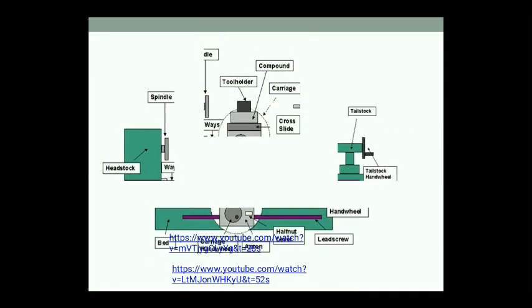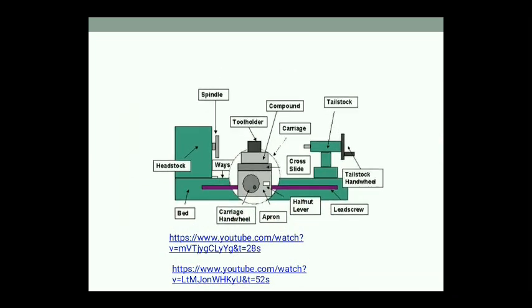So these are the different parts which we have discussed here. I have given two links here. Please go through those links, where you will get the 3D animation and the actual machine explained in these two videos. Again we can sum up the different parts of the lathe machine: bed, headstock, tailstock, carriage, saddle, cross slide, apron, tool post, lead screw, feed rod.